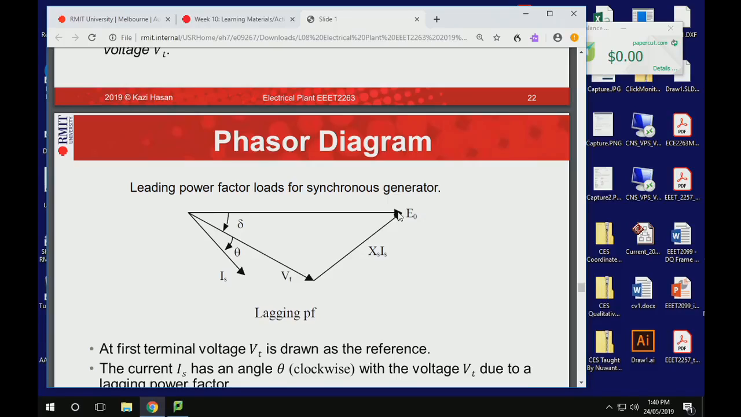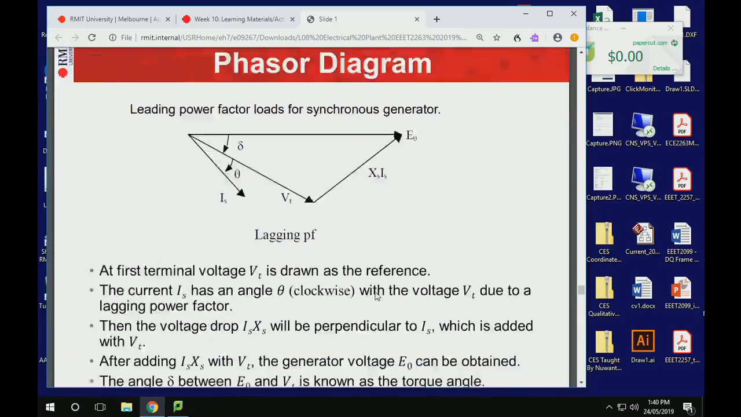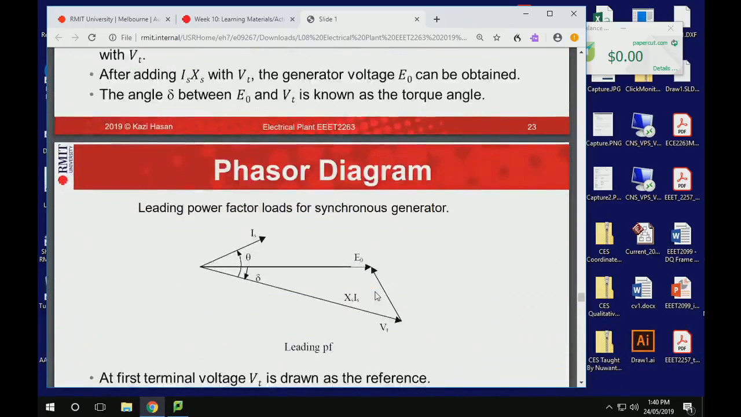So this phasor diagram is very important. You'll work with it if you are doing power system analysis in the next semester. You'll probably encounter this quite a lot, the phasor diagram of the synchronous generator.